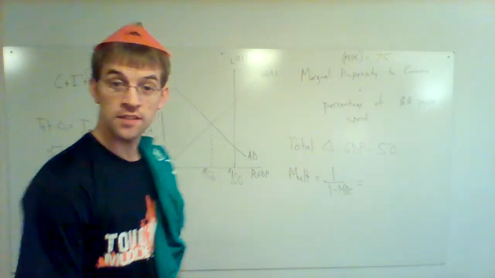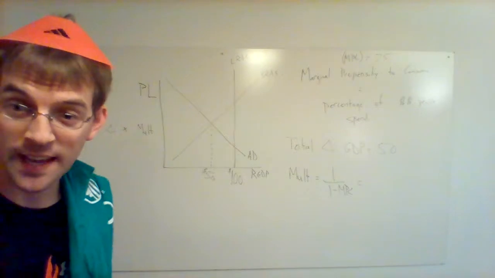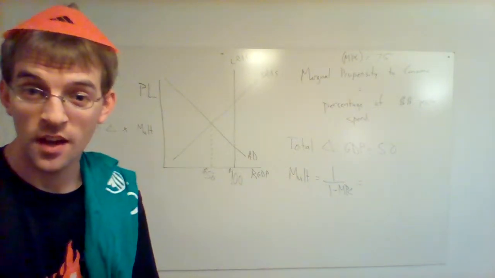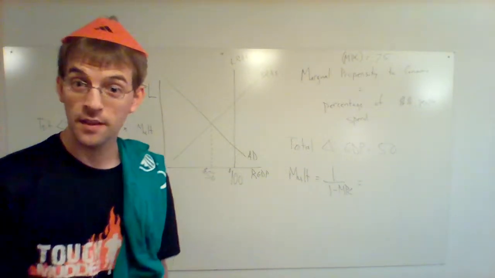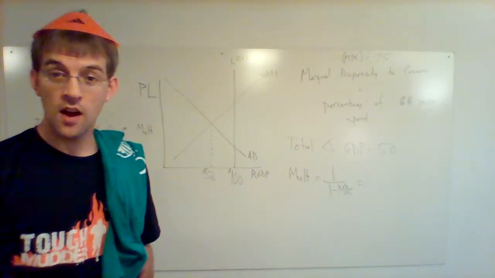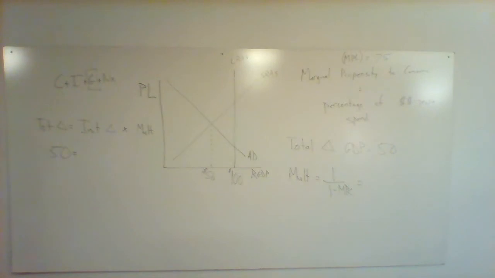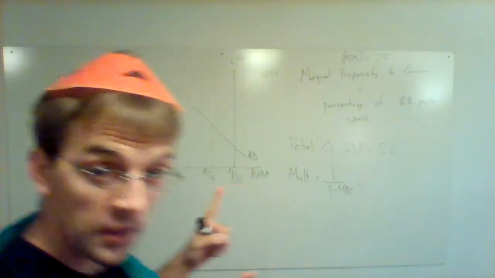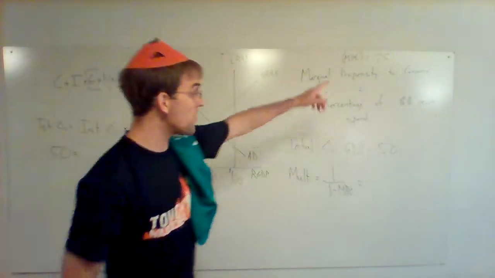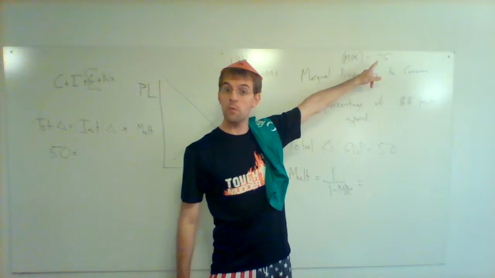Okay, so I'm going to step back here. It may take you a second to even figure out what I've changed about this problem here, because I've really only changed one thing. Can you find it? Take a look for a second. I'll step out of the way. Find it? There's only one thing that's different. Instead of having an MPC of 0.8, I'm saying 0.75.